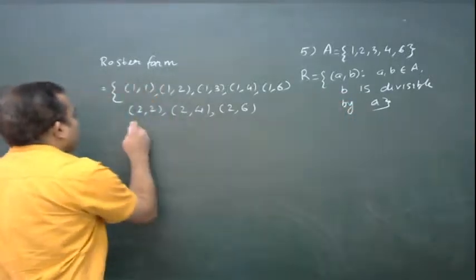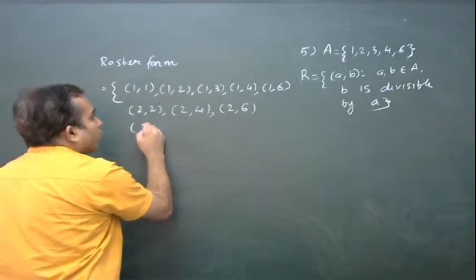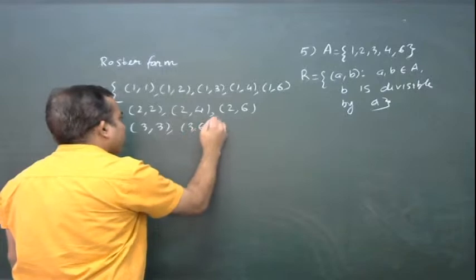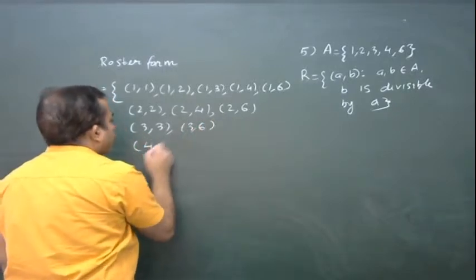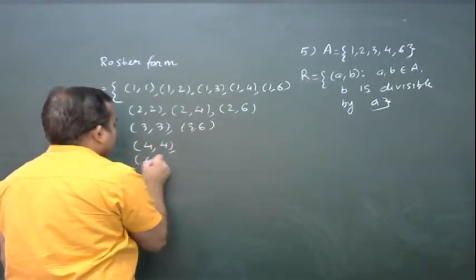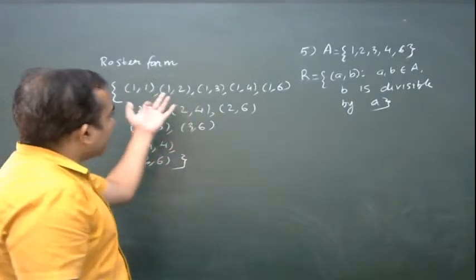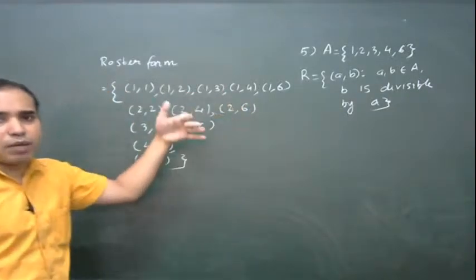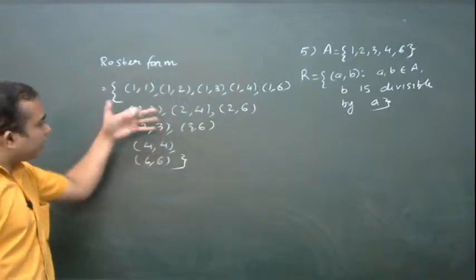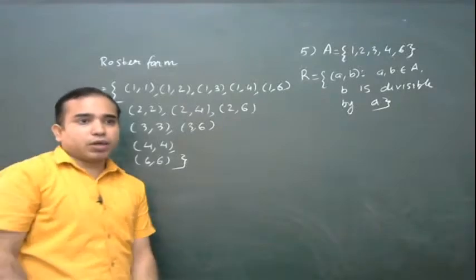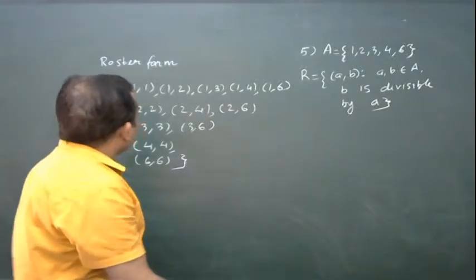So 2 is also done. Now in the first place I take 3, so (3, 3); (3, 4) will not come, (3, 6) will come, and (4, 4) will come, and (6, 6) will come. So I have changed the first element, and then taken the elements in the second row. Then again I changed and brought the next row, so that I should not get confused. Okay, I have written the roster form.